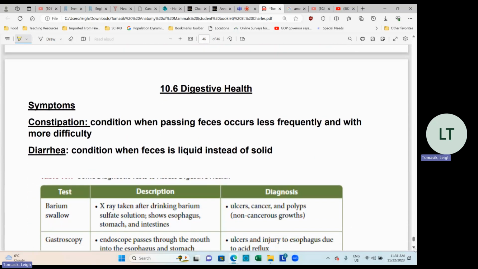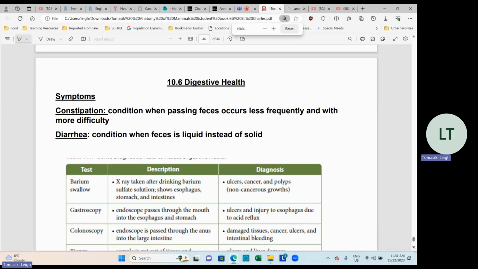Okay. There's a little bit more on digestive health. There are some symptoms that you, of course, usually look for when you are looking at digestive health, right? So you can have constipation. Constipation is when you pass your feces less frequently and with more difficulty. So they're a little bit more solid and difficult to push out. Or you can have the opposite, which is diarrhea. This is a condition when feces is liquid instead of solid.